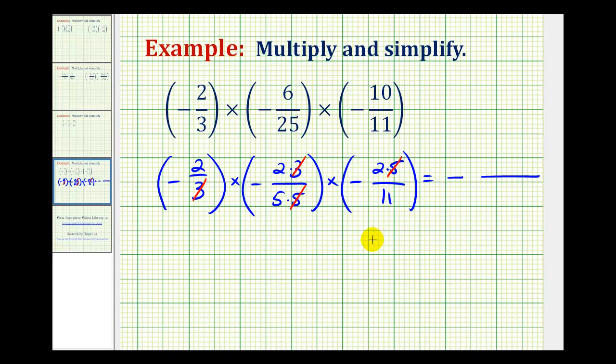Now that we know the sign, we can just multiply the numerators together and then multiply the denominators together. So in the numerator we have 2 times 2 times 2, that's 8. In the denominator we have 5 times 11, which is equal to 55. And because we simplified first, we know this fraction is in simplest form.